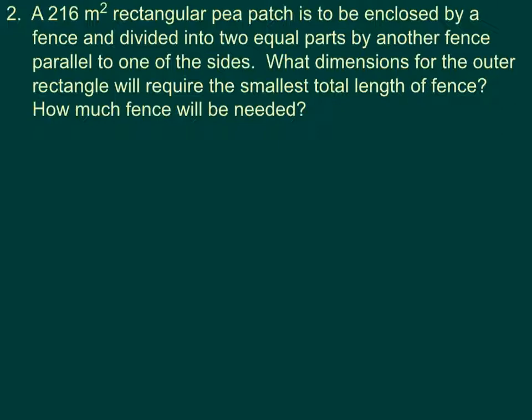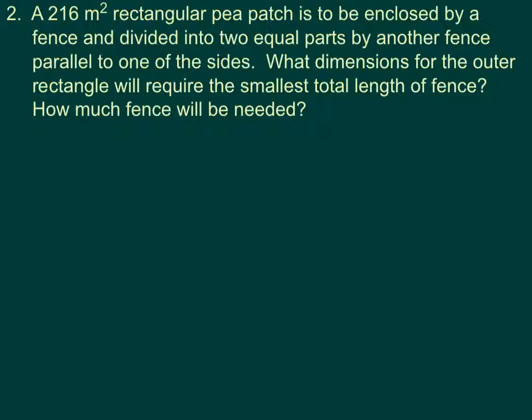Example number 2. A 216 meter squared rectangular pea patch is to be enclosed by a fence and divided into two equal parts by another fence parallel to one of the sides. What dimensions for the outer rectangle will require the smallest total length of fence, and how much fence will be needed? So sometimes you're going to have to just draw a picture before you get started to understand what's going on. Okay, so we have a pea patch.